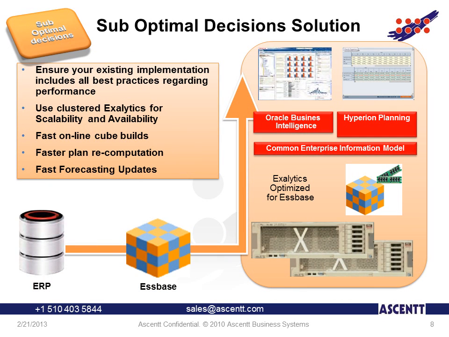I'm just going to put this slide up. It's kind of self-explanatory, but it talks about how your Essbase cube is ported through Exalytics using that in-memory that's optimized for Essbase, and how that can be pushed through to the Oracle Business Intelligence Foundation Suite and the Essbase integration portion of that, and also to Hyperion Planning. Things to take note of: you can cluster your Exalytics for scalability and availability, as we've talked about, faster online cube builds, faster recomputation, and faster forecasting updates.